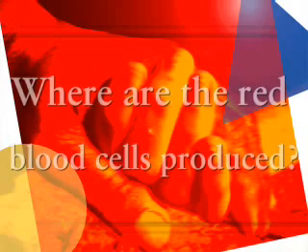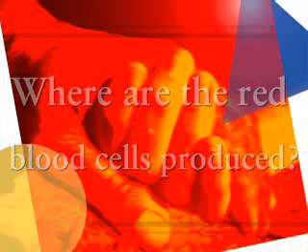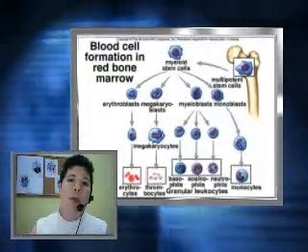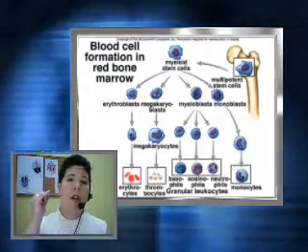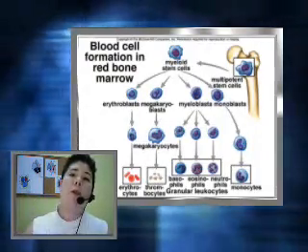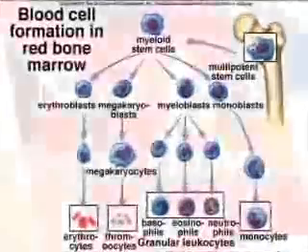Where are the red blood cells produced? That's a great question. The red blood cells are actually produced in the regions of specific bones in the adult body, and it's called red bone marrow. It's found in the skull, it's found in the ribs, it's found in the sternum, vertebra, and pelvis.